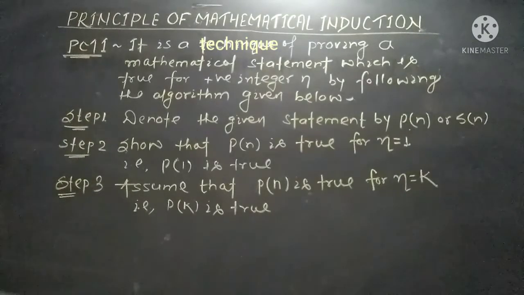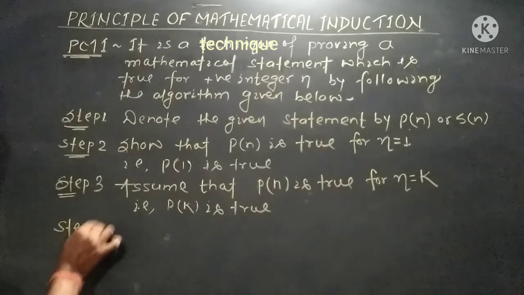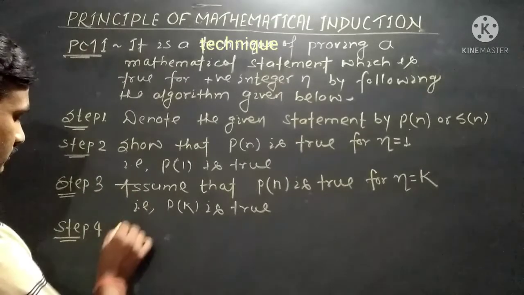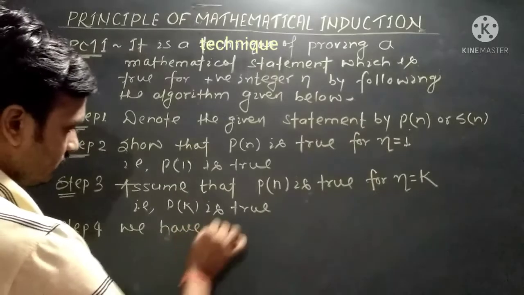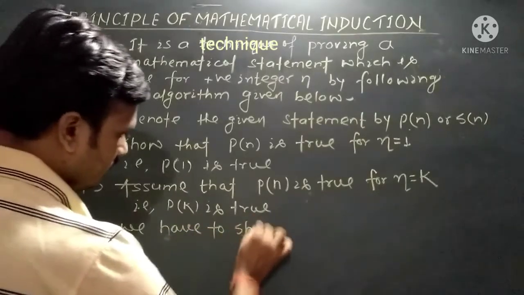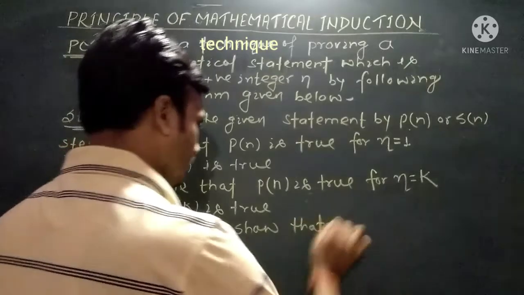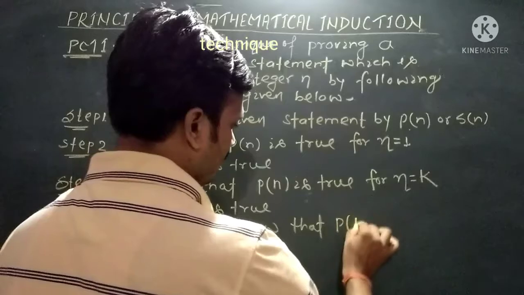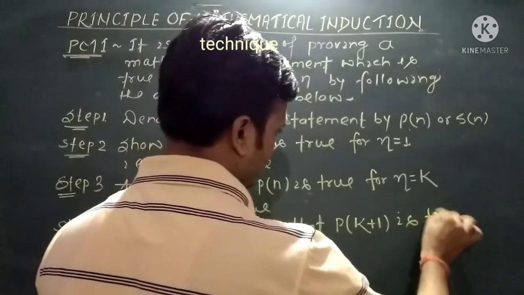And finally, in the fourth step, in this step we have to show that Pk plus 1 is true.